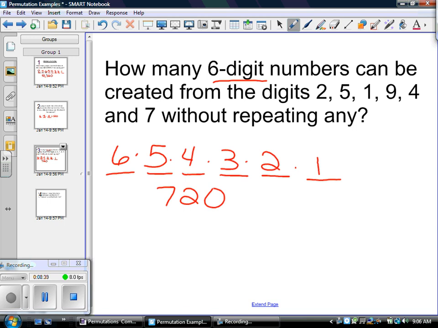I hope that helps. That's part 1 involving permutations examples, and we will continue with part 2 where you see us working on combination problems using the formula.